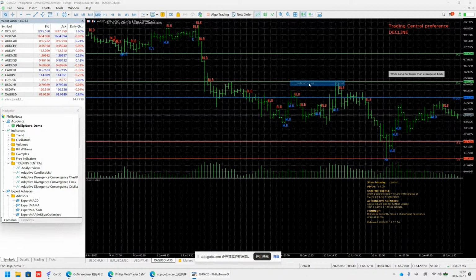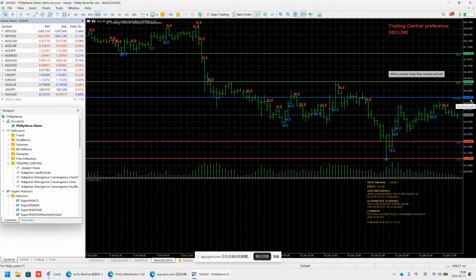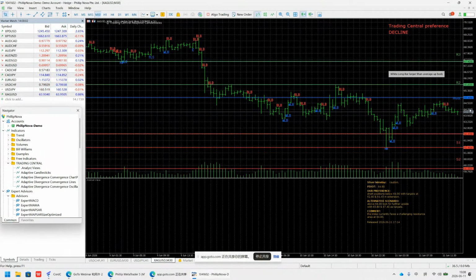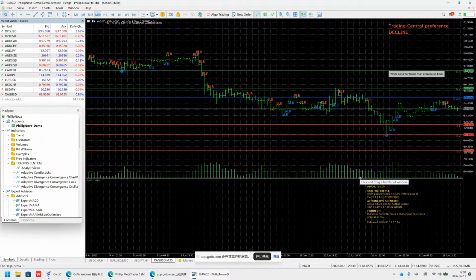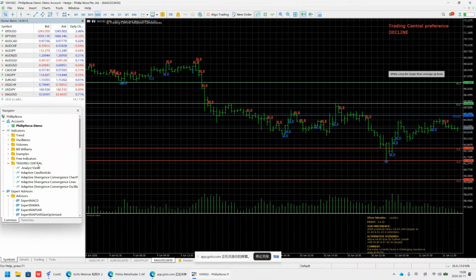To see it more clearly, I will just delete the adaptive candlesticks. Okay, so the next indicator I'm going to talk about is adaptive divergence convergence. It is also an indicator created by Trading Central, and it is useful at shorter lengths and offers more timely signals.